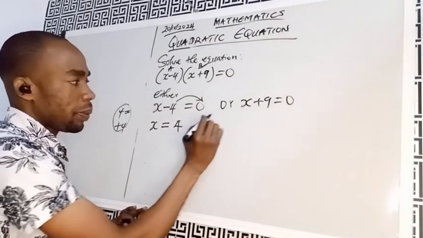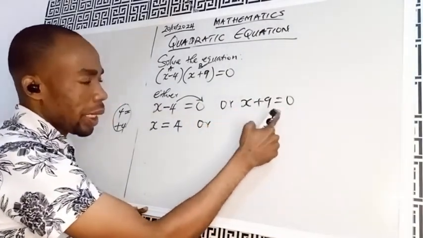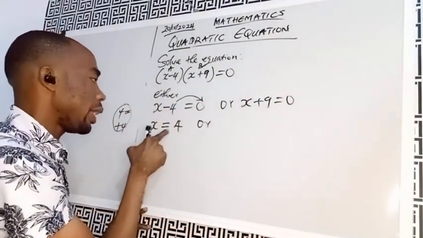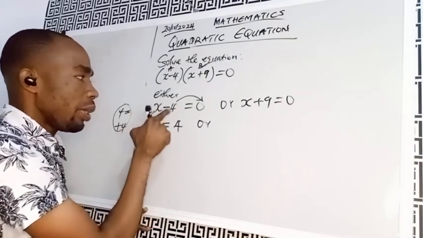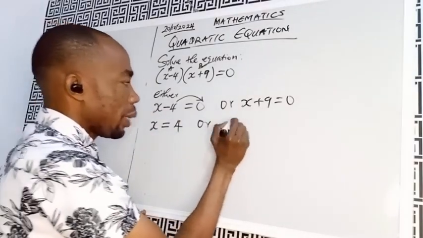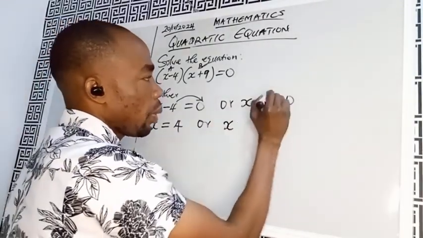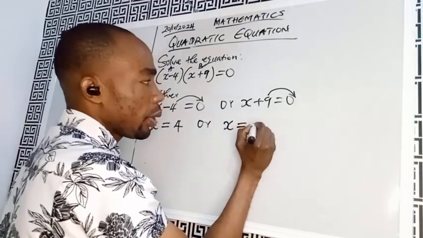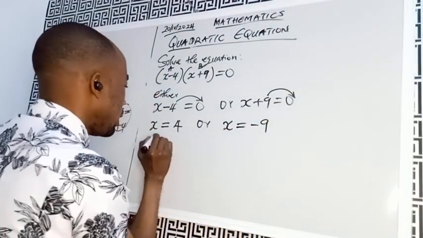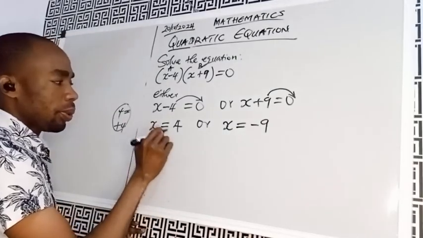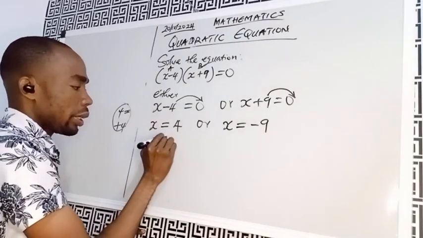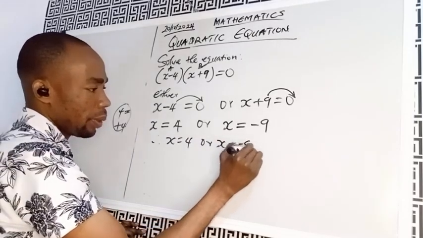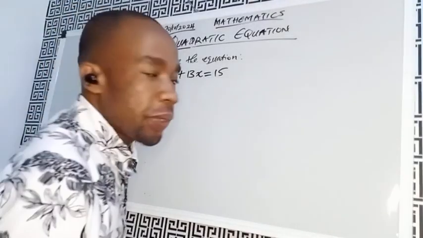Now let's solve this one. Remember, we said that either this one is 0 or this one is 0. So we have solved this one to get that x is 4 if this bracket is 0. So this one now, when we cross this 9 to this side, it will turn to minus, isn't it? So it will be minus 9. So we say therefore x equals 4, or x equals minus 9. That's the answer. All right, guys, let's continue.